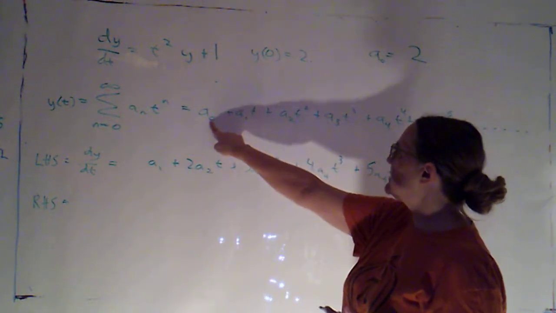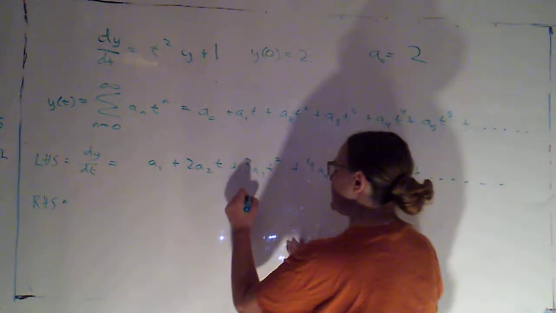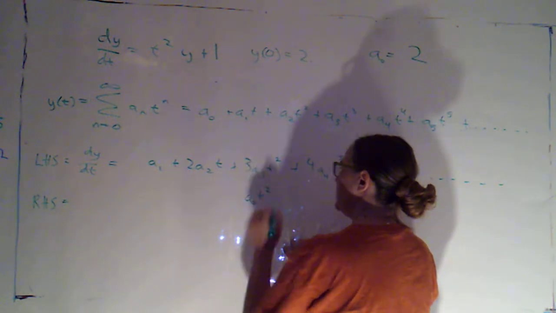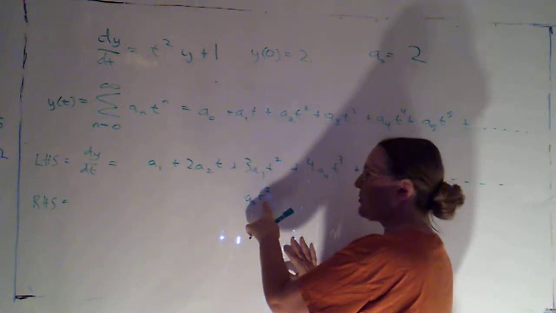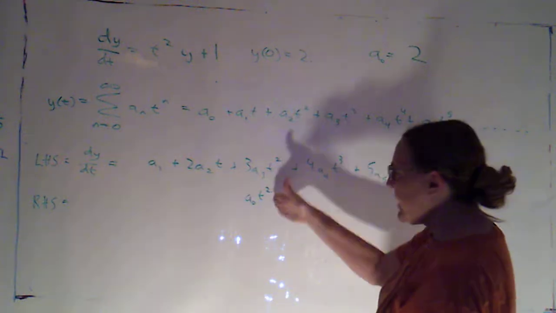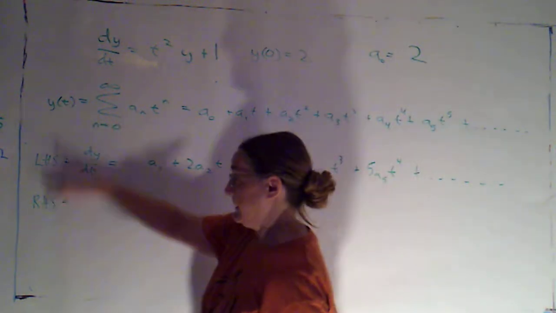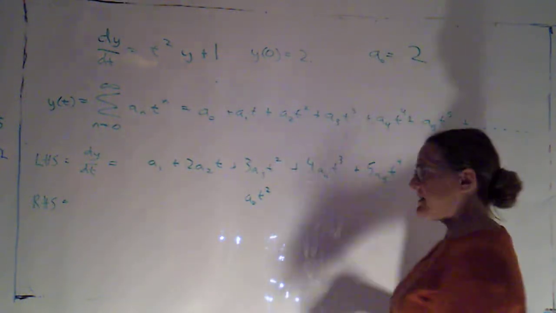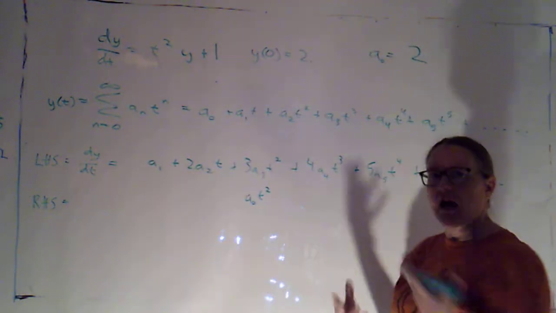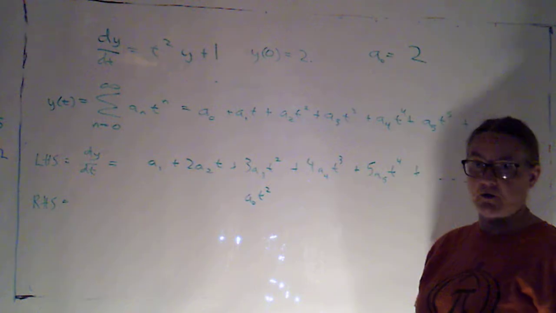So t squared times a naught, that's going to give me some t squareds. So a naught times t squared. Now I'm lining that up with my other t squareds, not because I'm going to be adding them, because I'm not adding the left and right hand sides, but because that way they're in the same place. I'm ultimately going to be setting these things equal to each other.